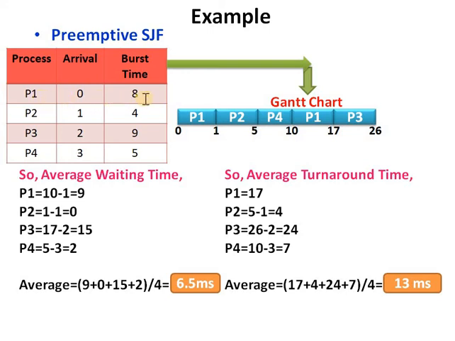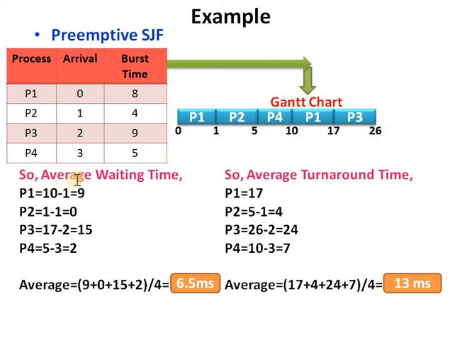Process P1 was executed for only 1 millisecond. There are 7 milliseconds remaining, and there is another process P3 which has a burst time of 9. So, of these two processes, the shortest is P1. So, process P1 is executed, and after completion of process P1 for 7 milliseconds, the process P3 is executed. So, this is the Gantt chart for this preemptive SJF example.